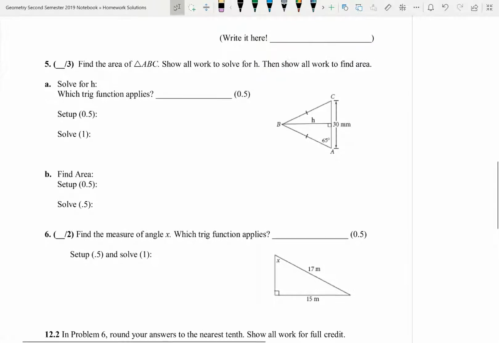Okay, we'll go ahead and write SOHCAHTOA here again. So find the area of triangle ABC. And in this one, if you have the white version, I believe this was on the first page. And instead of 30, it was 10. But the process is going to be the same. So which trig function applies? Well, let's see. In order to use a trig function, we need a right triangle. And the right triangle that we have is right here.